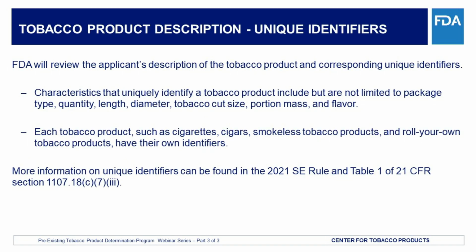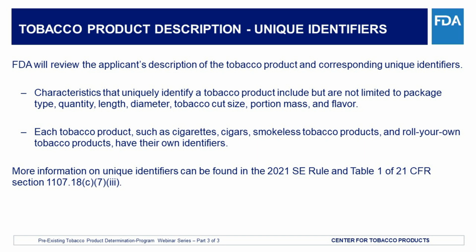FDA reviews the applicant's description of the tobacco product and corresponding unique identifiers. All submissions should include the unique identifying characteristics of the product. Examples include, but are not limited to, package type, quantity, length, diameter, tobacco cut size, portion mass, flavor, or an indication the product does not have a flavor, and any other characteristic that would uniquely identify the tobacco product. Each tobacco product type will have their own identifiers.